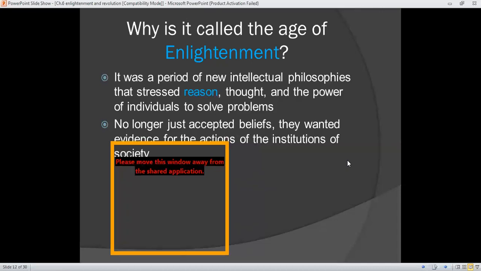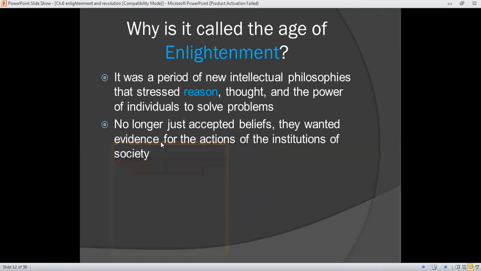So there is no longer "this is right, this is wrong, follow the rules." No, instead, the Enlightenment stressed reasoning, thinking, and evidence. What's the proof for what you're saying? It's also known as the age of reason.